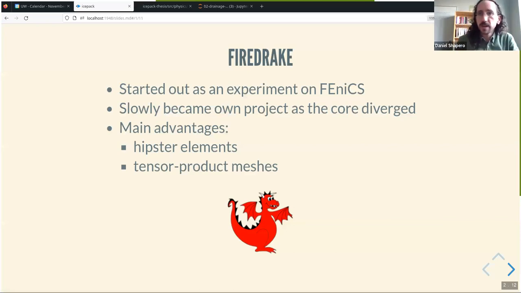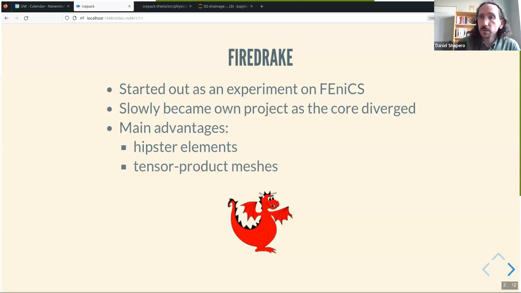So some of the really big advantages of FireDrake over many other tools in the same kind of space are that it has all the weird hipster elements. So if you want to do, for example, Argyris finite elements for plate bending, it has that. One of the other cool things that people have been doing with this are new and clever energy and entropy conserving ways to solve the shallow water equations. So if that's interesting to you, then you can ask me about it.